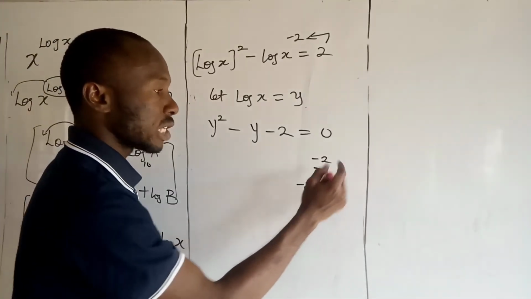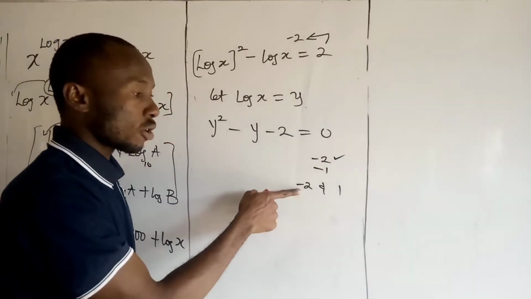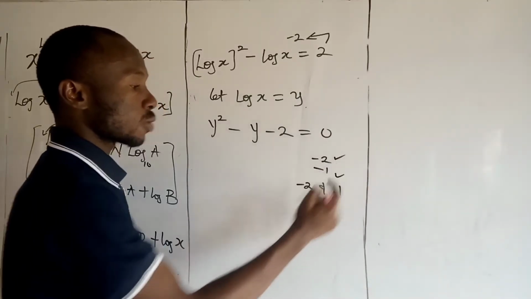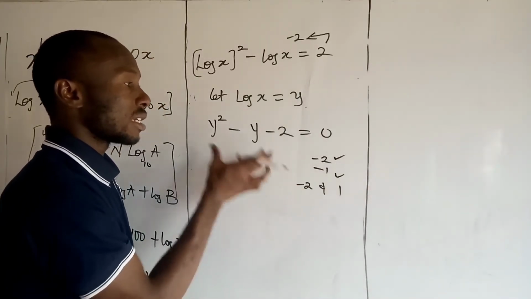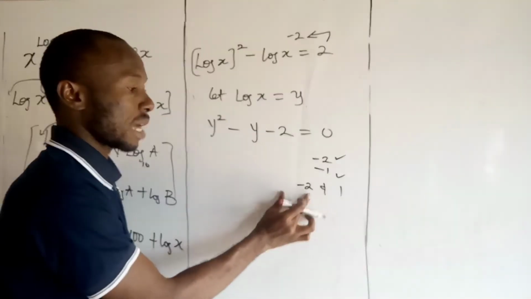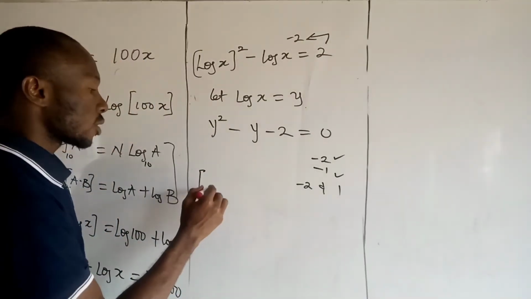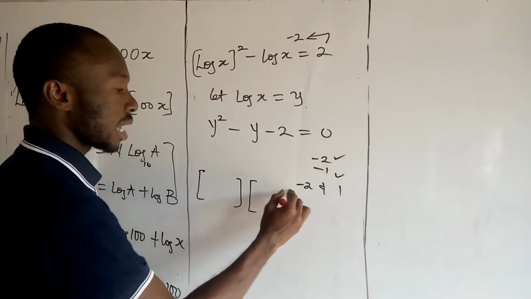Minus 2 times 1 will give me minus 2. And minus 2 plus 1 will give me minus 1. So the values that will satisfy this equation are minus 2 and 1. So therefore, I can now further express it as this equal to 0.